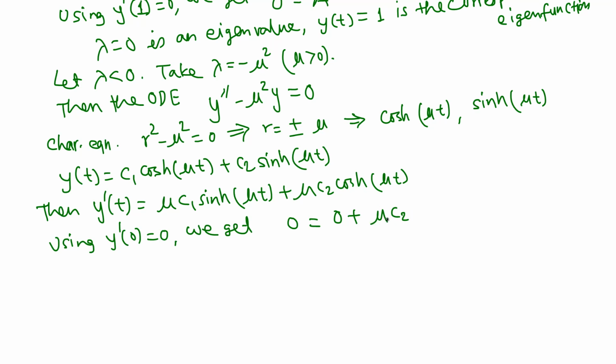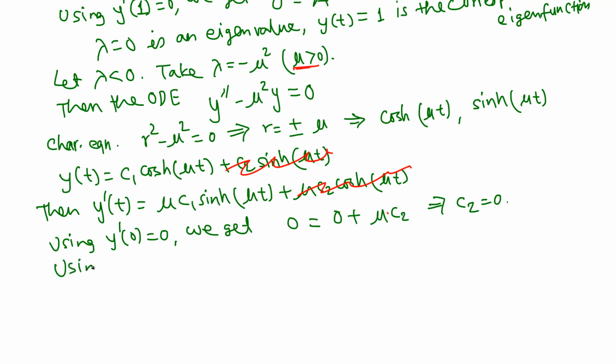Okay, and mu is positive in our case, because negative mu squared is the negative number. So that forces c2 to be 0. Now we can update the solution. c2 is 0, so we don't have this anymore. To apply the second boundary condition, we can also update that part. This is not there anymore.